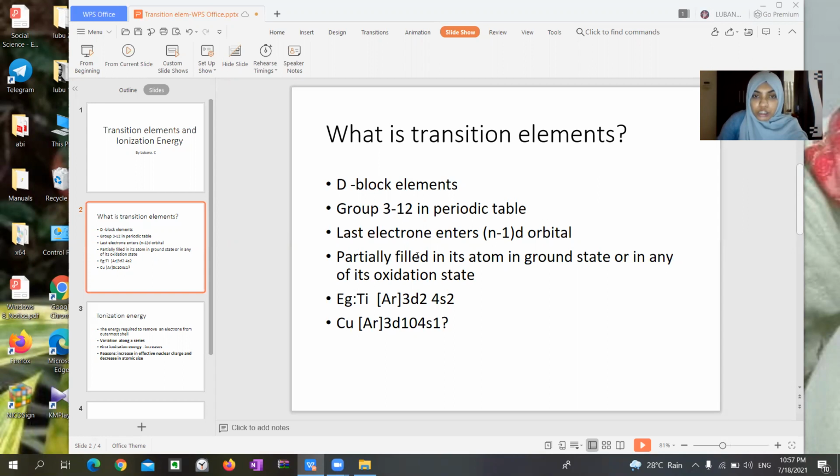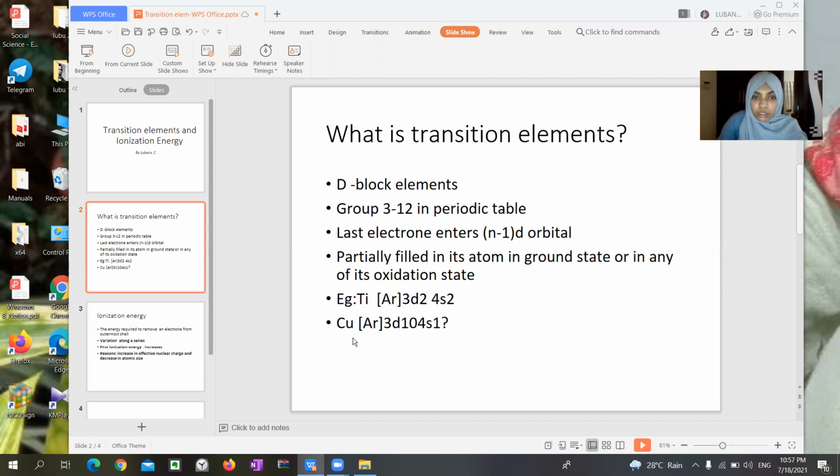Then they are partially filled in their atom in the ground state or in any of their oxidation states. Either of these states, they are partially filled. For example, titanium in the ground state is partially filled because the outermost shell is 3d2. The maximum number that a d orbital can carry is 10. Here we have only two. It is partially filled, so it is a transition element.